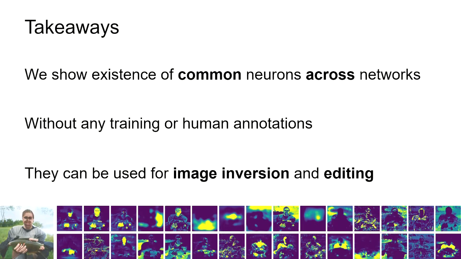In summary, we show the existence of common neurons across multiple networks trained on different tasks with different architectures and on different data sets. And we do this in an unsupervised fashion. Additionally, because we leverage a generative model in our analysis, we can use the Rosetta Neurons for a variety of generative tasks in image inversion and editing.